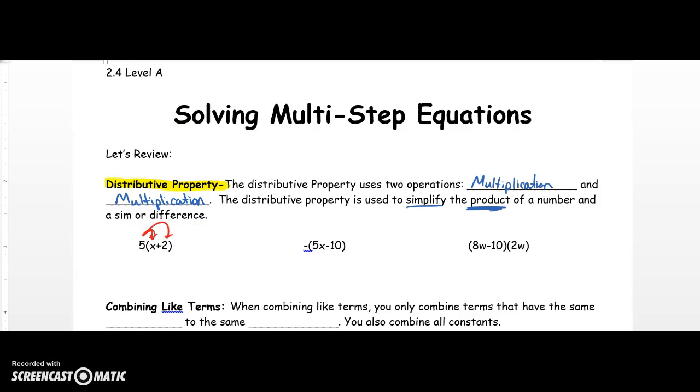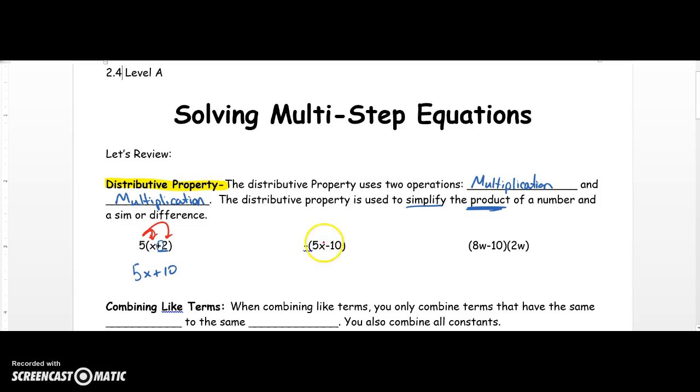So 5 times x is just 5x. 5 times positive 2. Remember, always look at the symbol in front of the number to tell you if it's a positive or negative number. So 5 times positive 2, the answer would be positive 10, so plus 10. Our next problem.